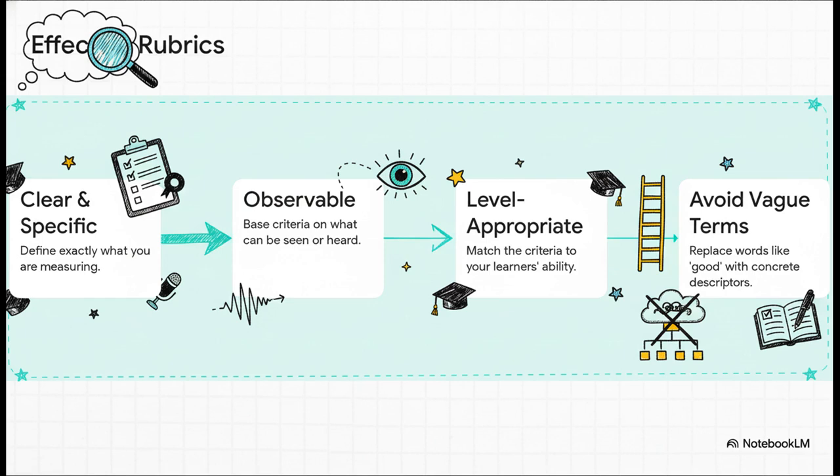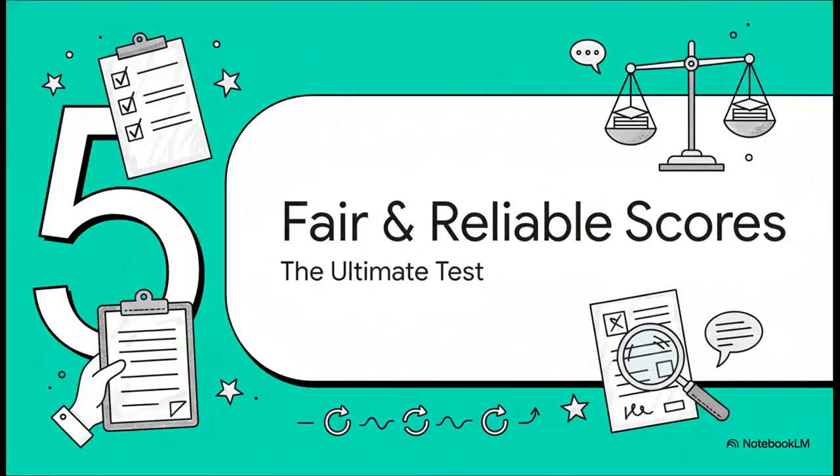So what makes a good rubric? Well, here are 4 golden rules. First, be super clear about exactly what you're measuring. Second, it has to be based on stuff you can actually see or hear, not just a feeling. Third, make sure it's right for your student's level. And this one is huge. Ditch those vague words like good or creative. Instead of good vocabulary, describe it. Uses a wide and precise range of words to convey meaning. See the difference?